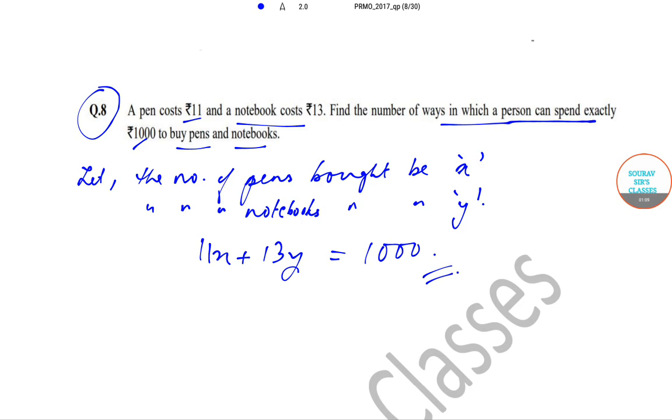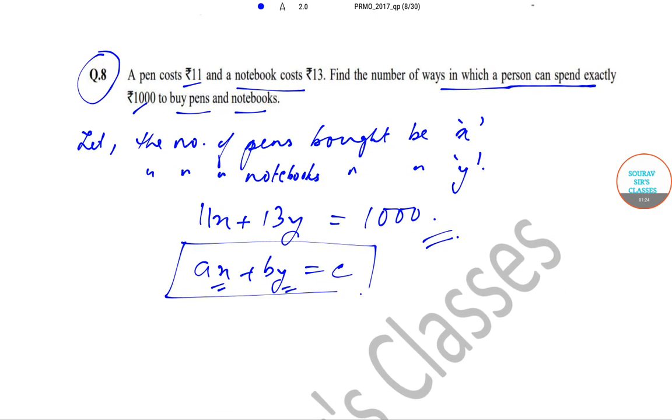So basically we have an equation of the format ax plus by is equal to some constant c, where we need to find out the integral solutions for x and y. So if we have any such equation, we need to first ensure that a and b are co-prime. As you can see over here, 11 and 13 are co-prime. That has to be ensured.